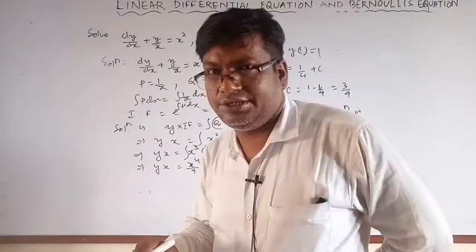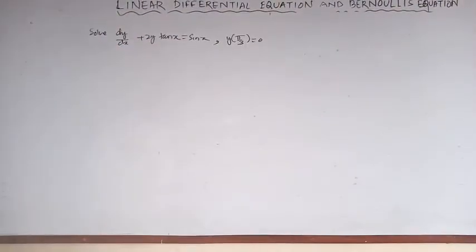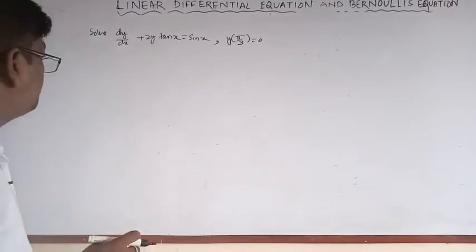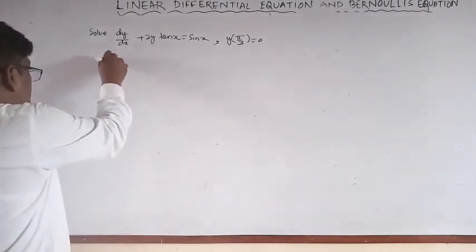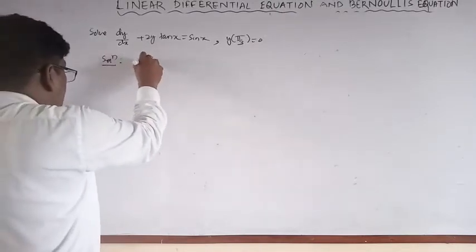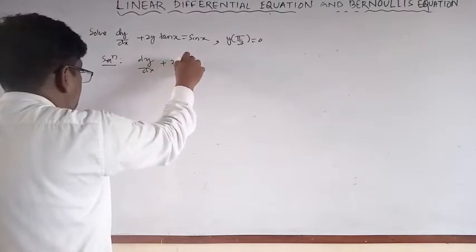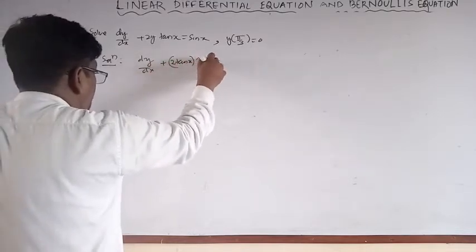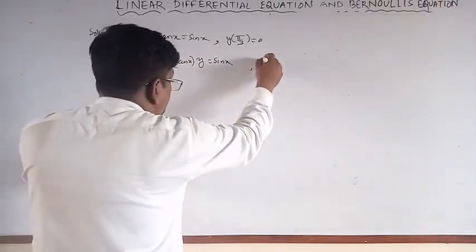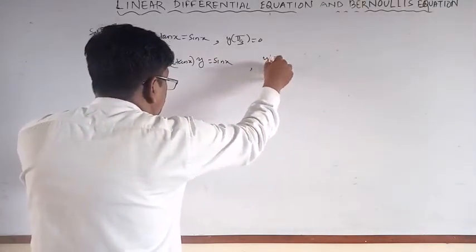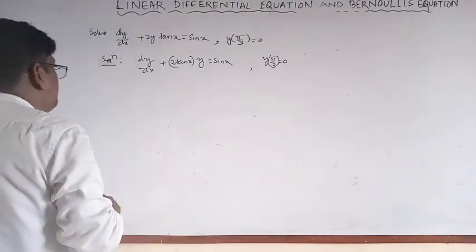Now another question. Solve dy by dx plus 2y into tan x is equal to sin x. So the solution: this can be written as dy by dx plus 2 tan x into y is equal to sin x. And the condition is y of pi by 3 is equal to 0, meaning when x is equal to pi by 3, y is equal to 0.